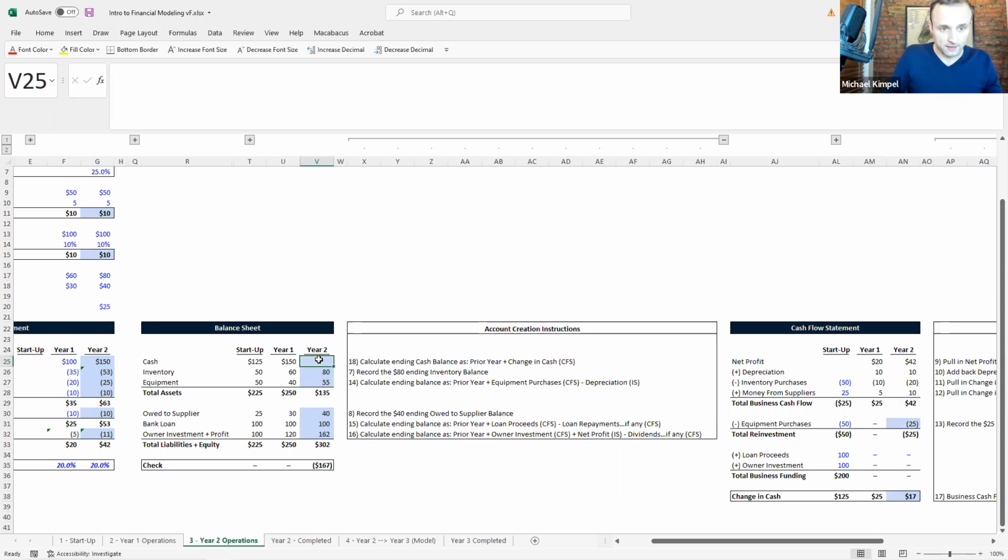And now we're going to go up to our bank account, our cash balance, and say, okay, well, where did we end the last year? Let's add to that the change in cash that we generated during the period. And that gets us to 167. And what you should see when you finish that is a balancing balance sheet. I'm going to pause there for a sec.